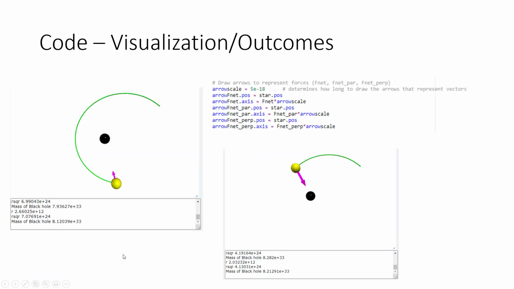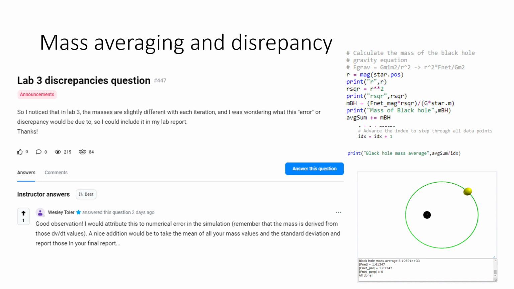Now, I'm going to skip to where I explain the average sum. So, the reason I'm averaging the mass of the black hole is because it's oscillating a tiny bit. It's moving around a bit because of some quirks in the code, which is explained in this campus wire post, and they suggested that we just average it, and that's what I did. And you can see the average I reach at the end over on the bottom right hand corner, and you can see how I'm doing that. I'm just adding to this sum, and then I'm dividing it by the count at the end.